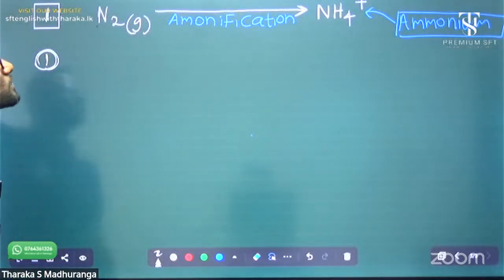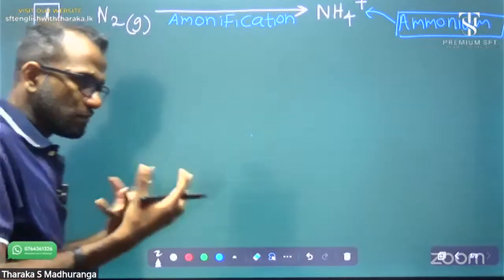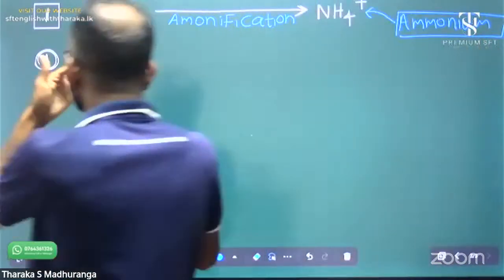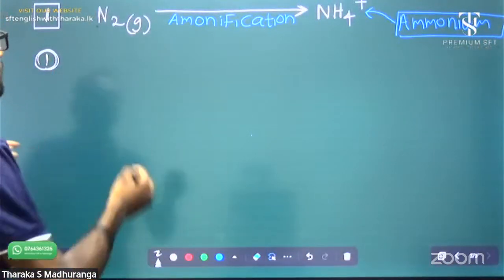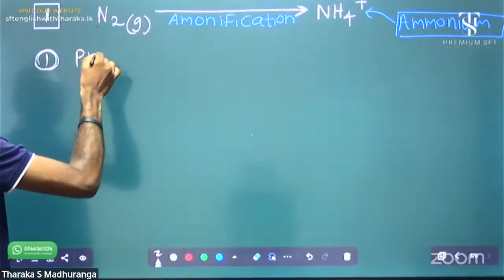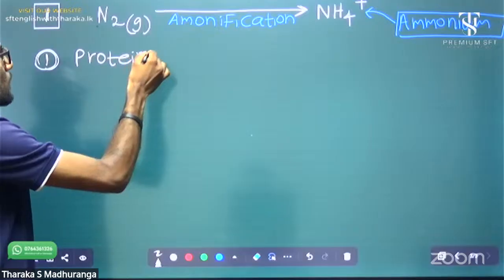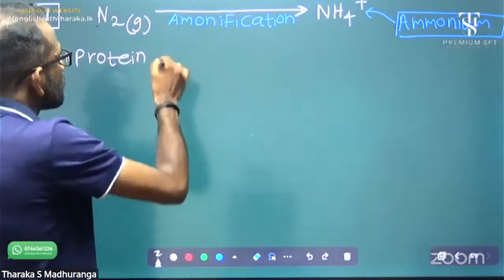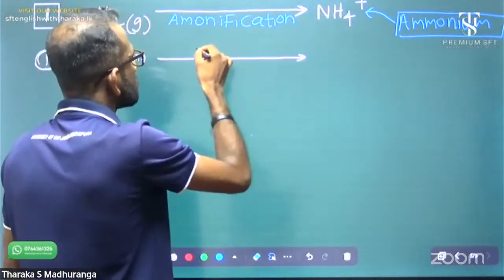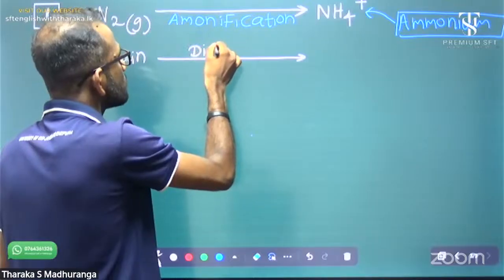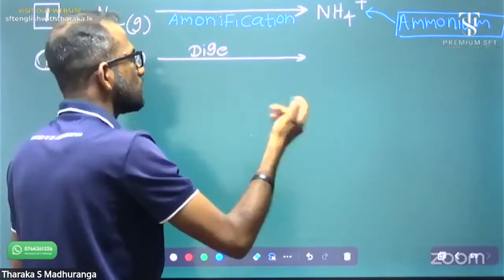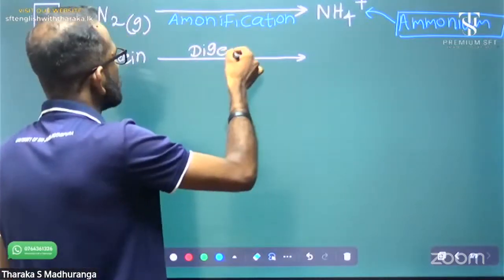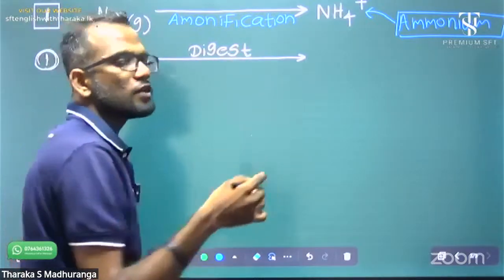Okay. First one. What happens in it? Dead plant and animal material contain proteins, right? These proteins are digested by microorganisms. Different microorganisms are involved in this digestion process. They break down peptide bonds. When protein is digested, what is produced?